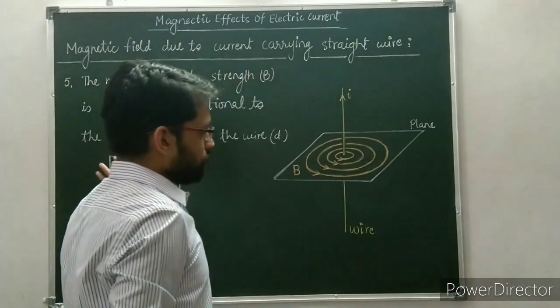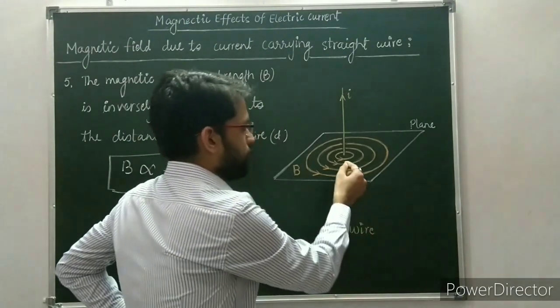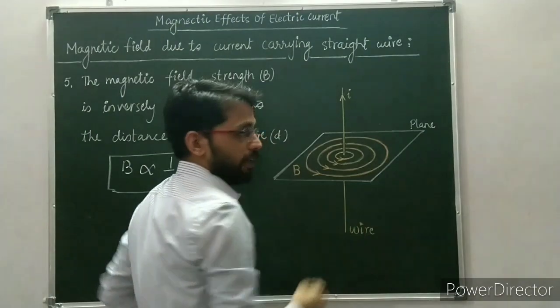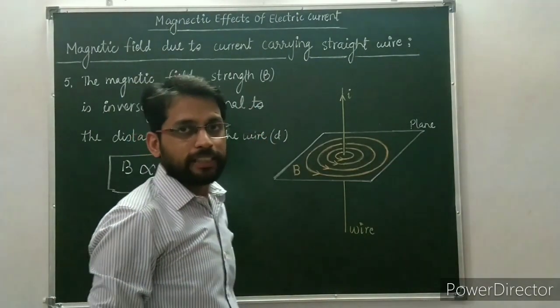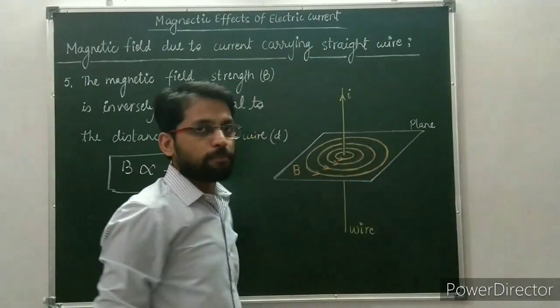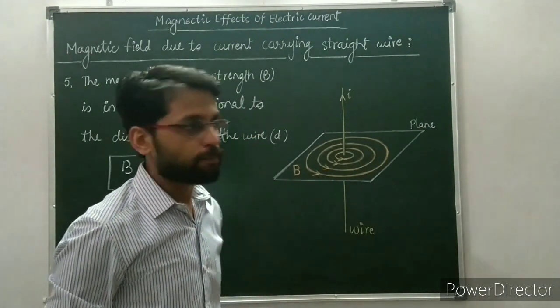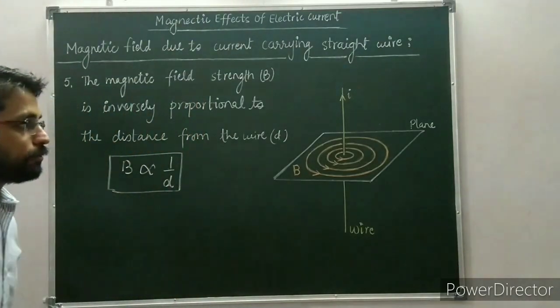So from this point we can say that when we move away from the wire, the magnetic field strength decreases, and when we move towards the wire, the magnetic field strength increases. So note it down.